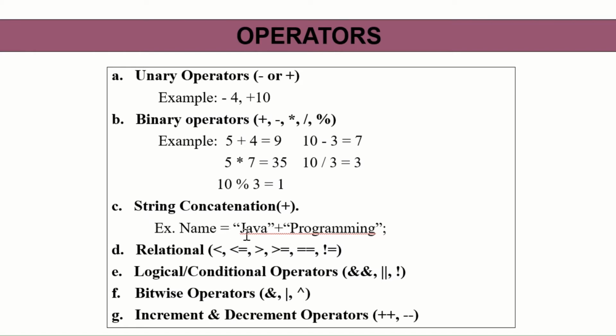With string concatenation, that simply means you're going to combine 2 strings. So 2 lines, 2 words, that's concatenation. We have here an example, Java plus programming, wherein we would like to combine the 2 words. We use the plus symbol, and the result we place in name. So with relational, logical, bitwise operators, and increment, we will further discuss those as we integrate them in some other topics of Java like control flow and loops.